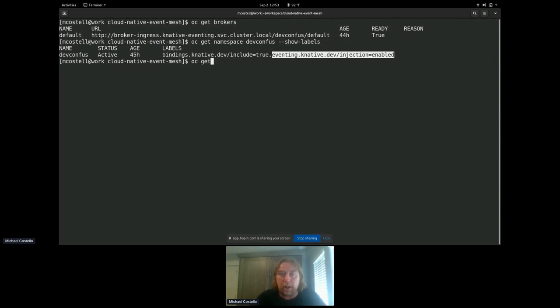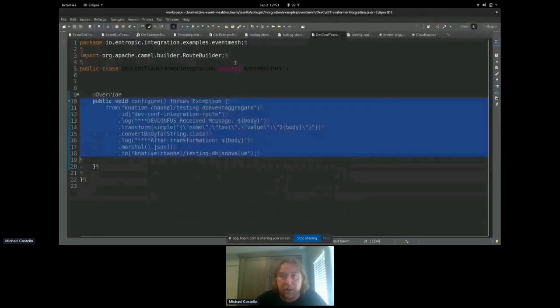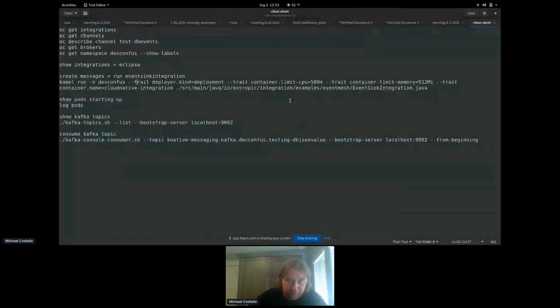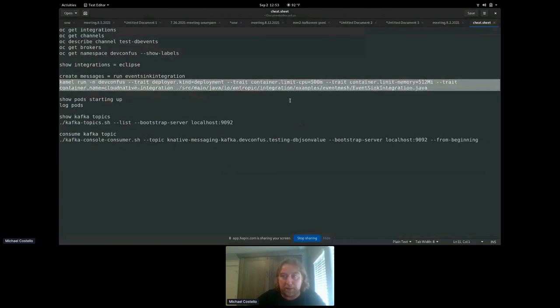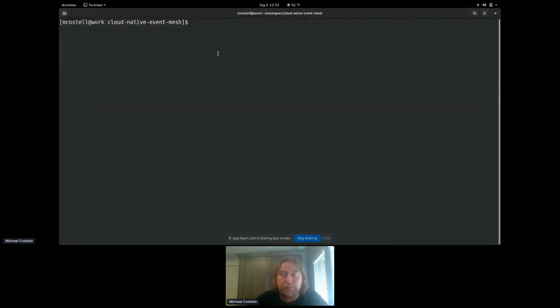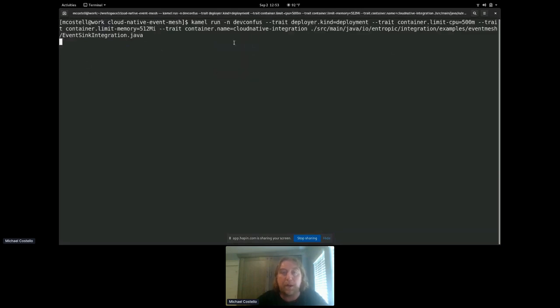So let's go ahead and give ourselves something that's going to kick off those two integrations that we just saw. Sorry for moving around. I have to go back to my cheat sheet. We're actually going to use the Camel CLI that we talked about to create an integration that will participate in this pub-sub behavior.